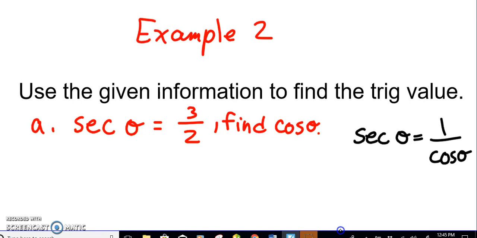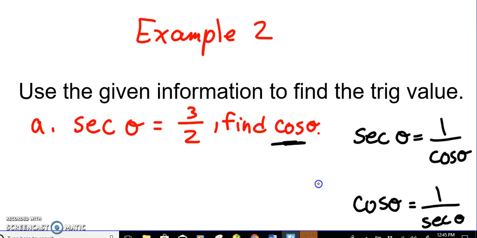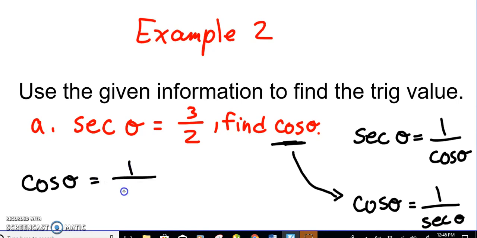But what else happens? We have another identity that gives us what cosine is equal to. Look at that one. So we have that cosine and secant go together, but we need to find cosine. And isn't cosine right there? And it has secant right there. Okay, so then let's try that part and see what happens if we do that.